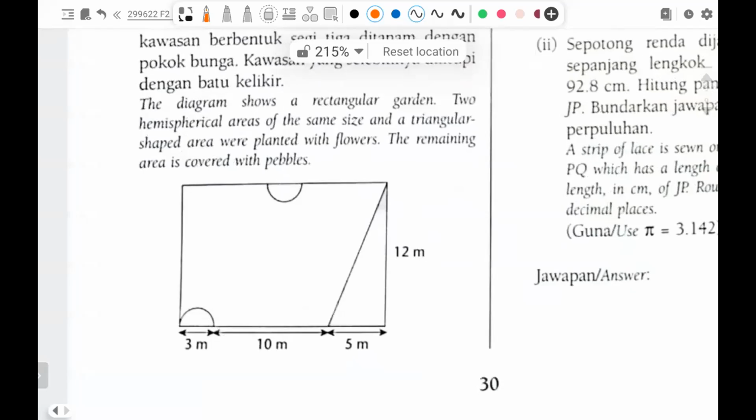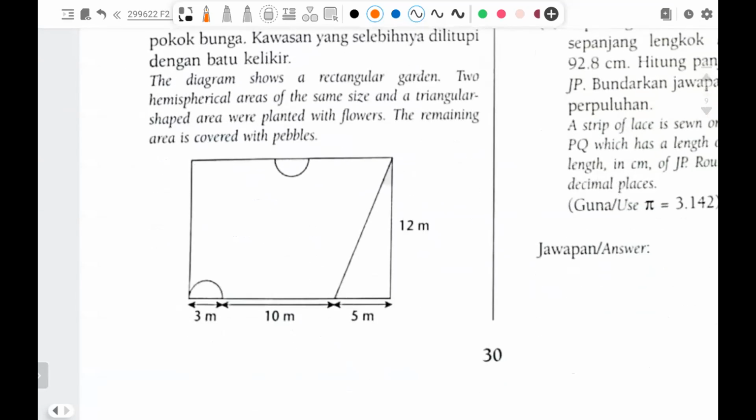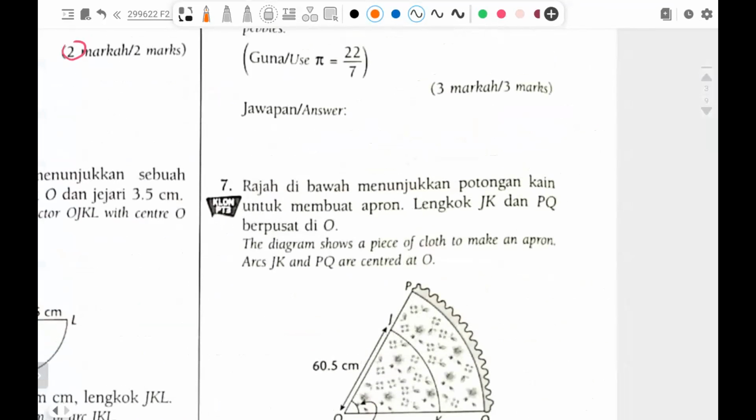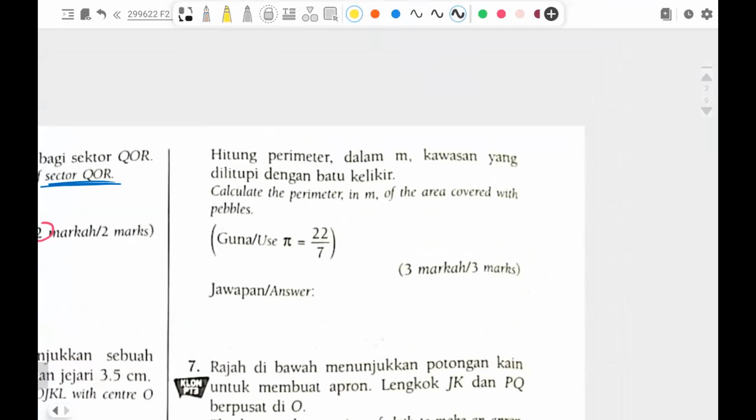So the diagram shows two hemi, and semi is the same, means half, 1/2. So it shows the same size. And then there is a triangular shaped area planted with flowers. So the remaining area is covered with pebbles. So what is the question? Calculate the perimeter of the area covered with pebbles.